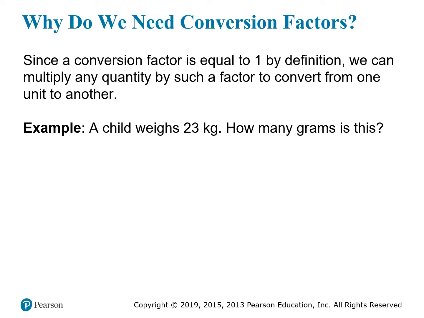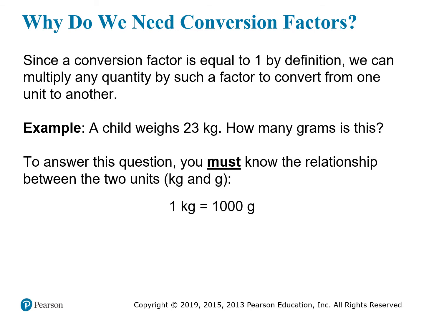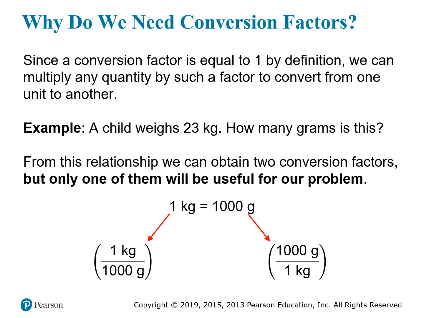So for example, if we know that a child weighs 23 kilograms, how do we calculate how many grams this is? To answer this question, you must know the relationship between the two units, kilograms and grams. 1 kilogram equals 1,000 grams, because kilo means 1,000. From this relationship, we can obtain two conversion factors, 1 kilogram per 1,000 grams, or 1,000 grams per 1 kilogram. However, only one of them will actually be useful to solve this problem.